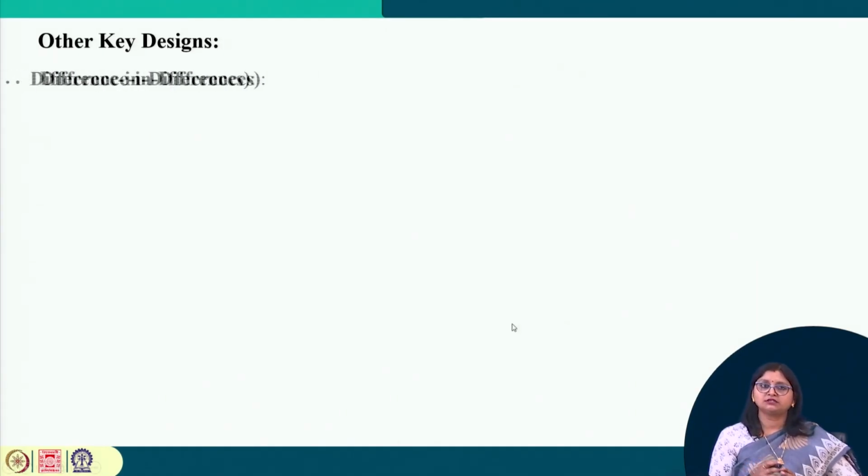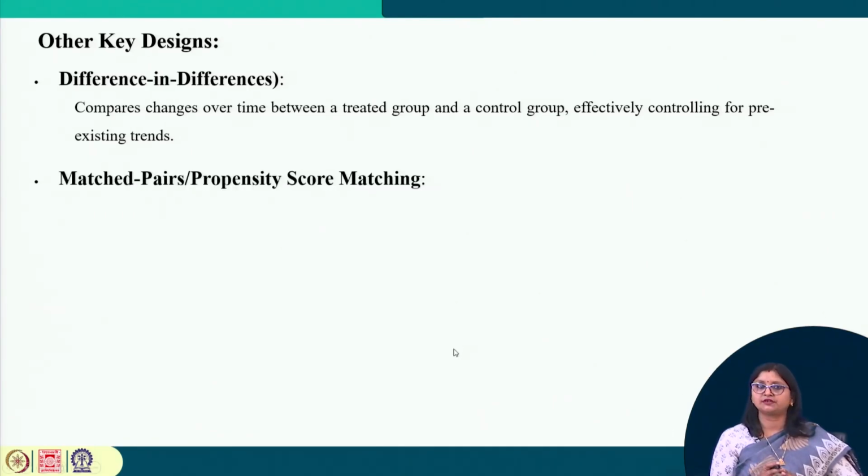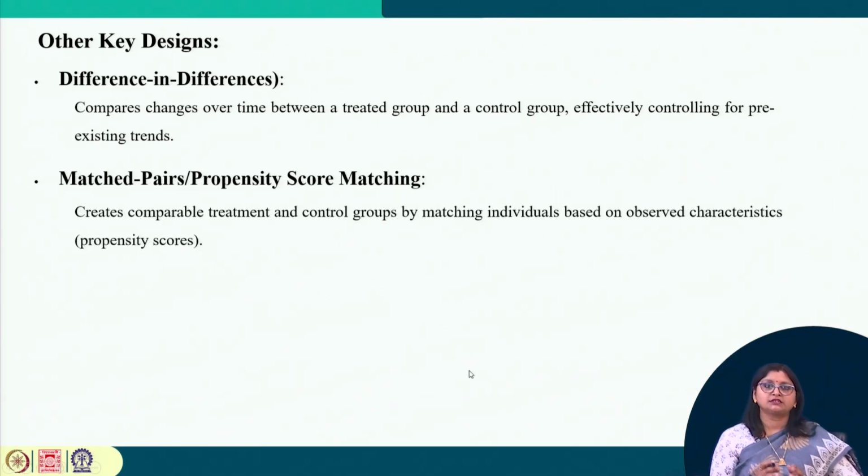So, other key designs of quasi-experimental research are the difference-in-differences. This is also a well-known design, which compares the changes over time between the treated group and a control group, effectively controlling for pre-existing trends. Matched pairs and propensity score matching creates comparable treatment and control groups by matching individuals based on observed characteristics, like propensity scores.